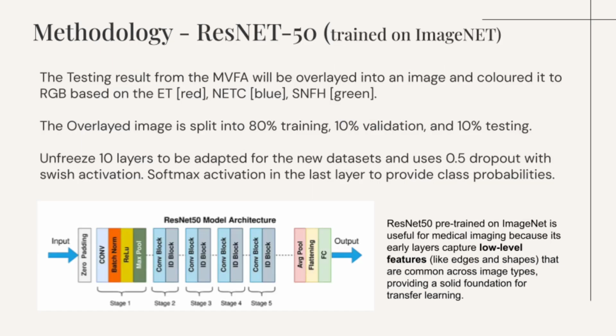For the second model, we implemented ResNet-50, which is pre-trained on ImageNet, for the classification of 3 brain tumors. We split our segmented results into 80% training, 10% validation, and 10% testing. We unfroze the top 10 layers of ResNet-50 and inserted more dense layers with swish activation to adapt to our data. The final softmax layer generates classification probabilities for each tumor type.